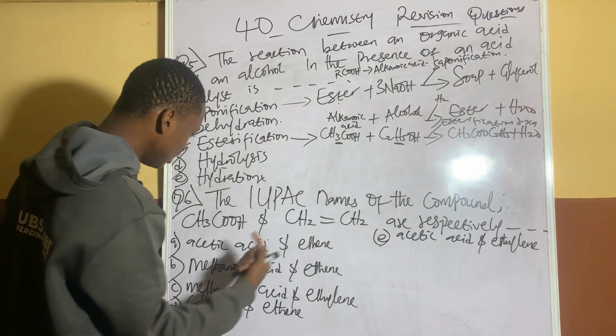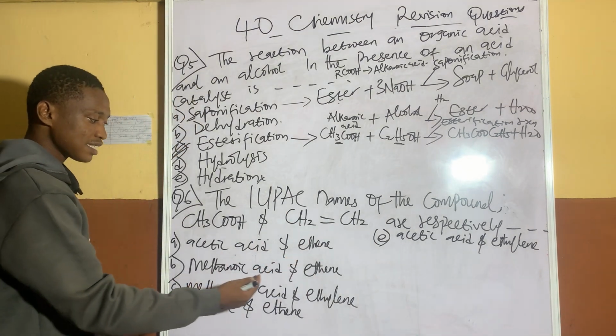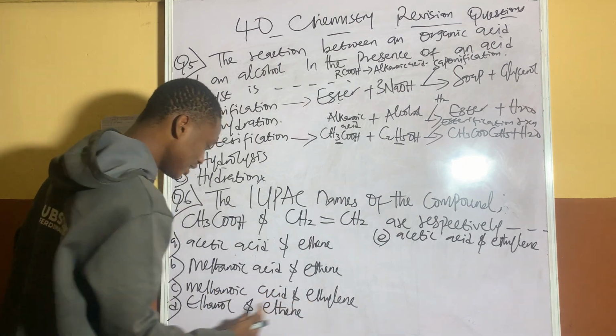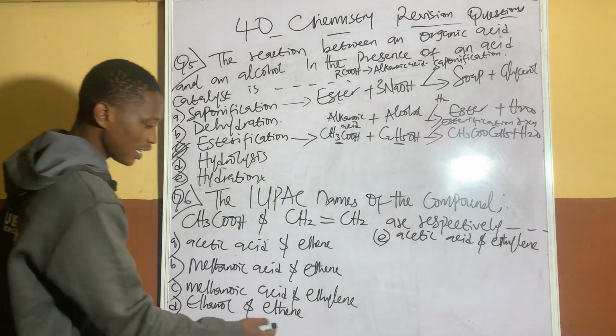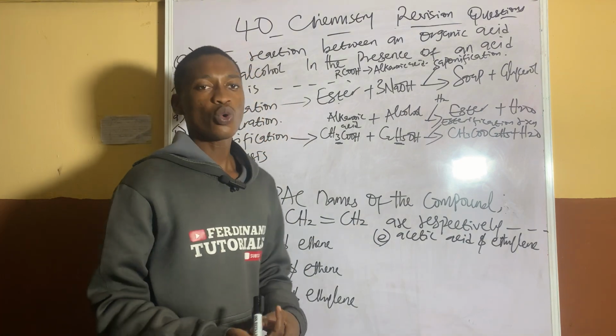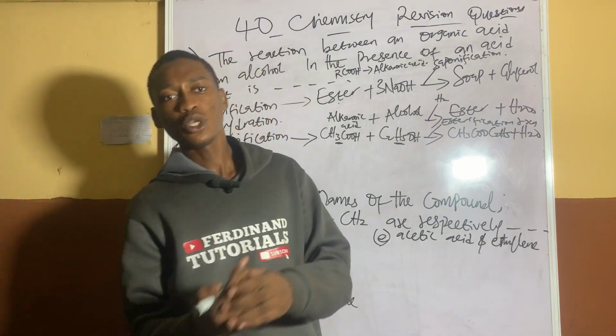A, acetic acid and ethene. B, methanoic acid and ethene. C, methanoic acid and ethylene. D, ethanol and ethene. E, acetic acid and ethylene. Now, that is what we call a common name and an IUPAC name.